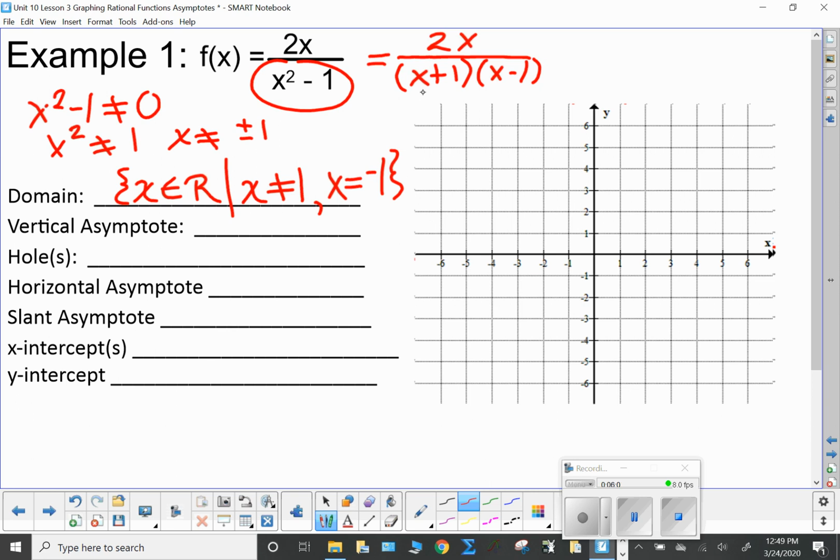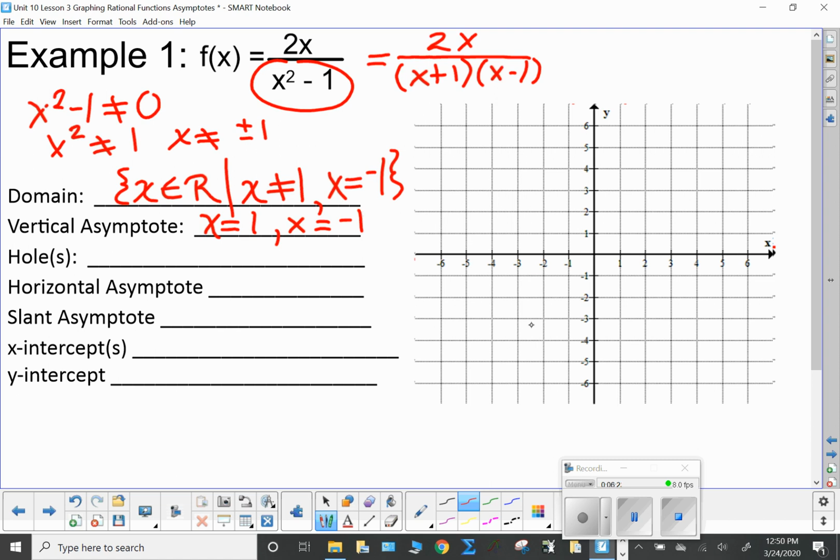Nothing cancels. Since nothing cancels, all my restrictions, remember our restrictions from Unit 9, are vertical asymptotes. So my vertical asymptotes are x equals 1 and x equals negative 1. These cannot be written as plus and minus because these are linear equations.